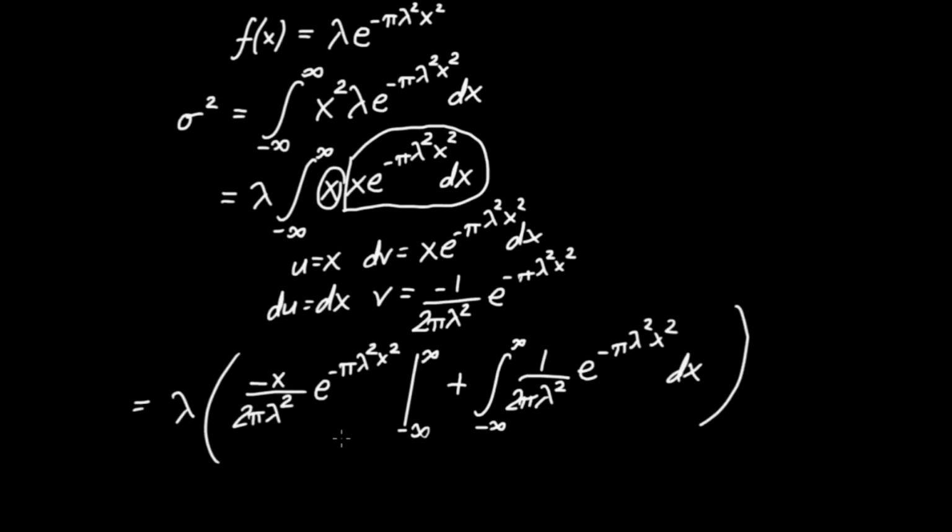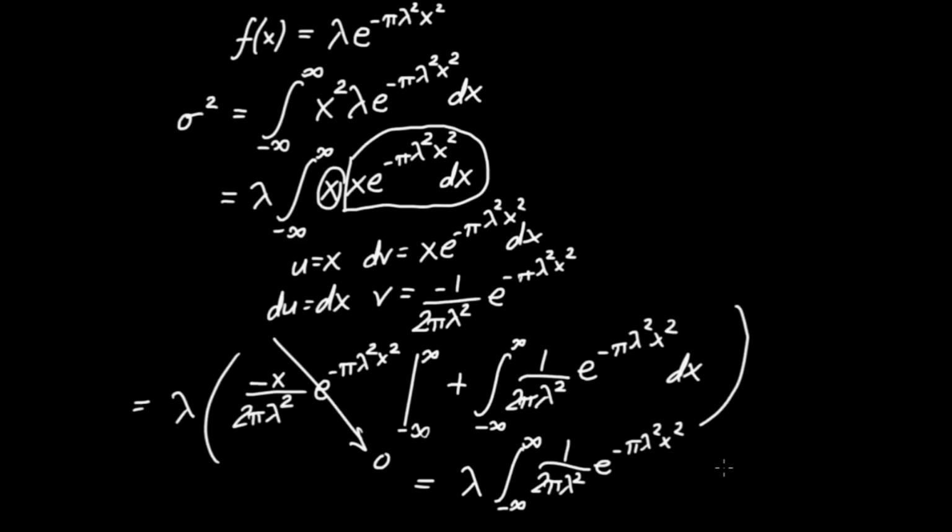And so let's take a look at this first term first. We evaluate from minus infinity to infinity. This term here is going to go to 0 quicker than this term. So this first term actually goes to 0 when you evaluate at the limits. So what I'm left with here is simply lambda times the integral from minus infinity to infinity of 1 over 2 pi lambda squared times e to the minus pi lambda squared x squared.